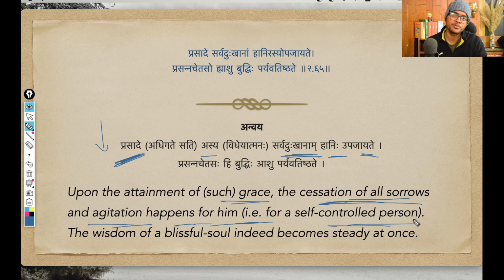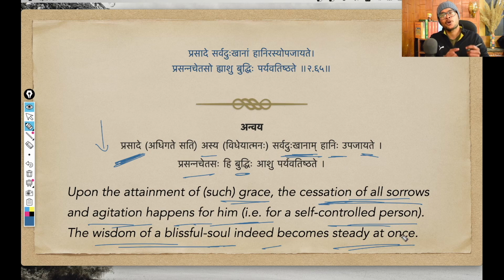a self-controlled person. Okay, and when all the sorrows, all the agitations are gone, such a blissful soul's buddhihi ashu paryavatishthate. Prasanna chetasahi buddhi ashu paryavatishthate. That the wisdom of such a blissful soul indeed becomes steady at once. His knowledge, his wisdom, his mind, his intellect, they all become steady at once. Okay, so that is a shloka.